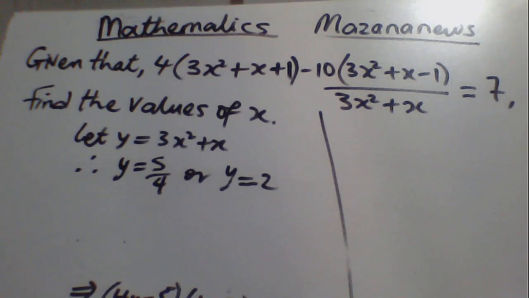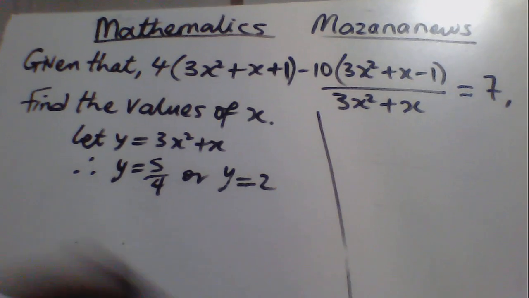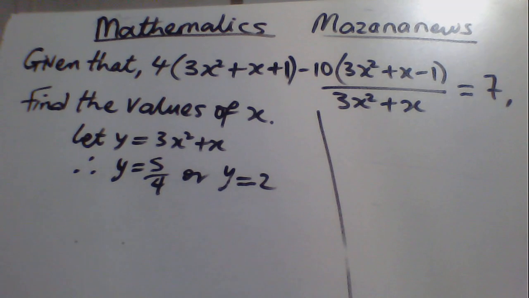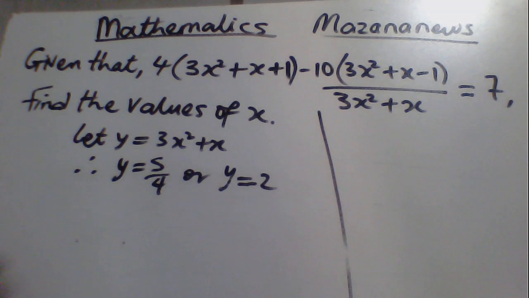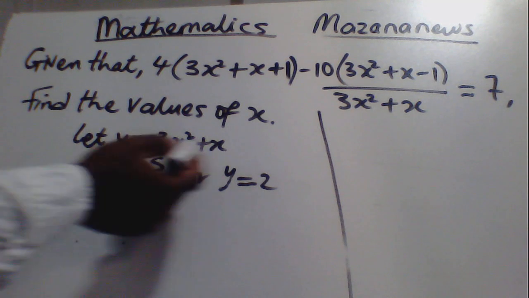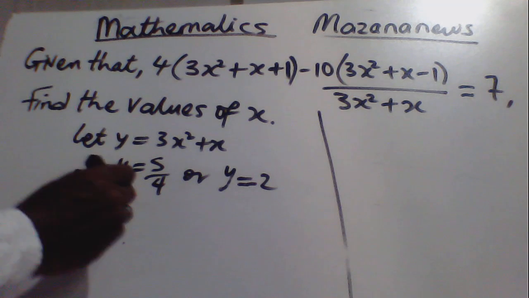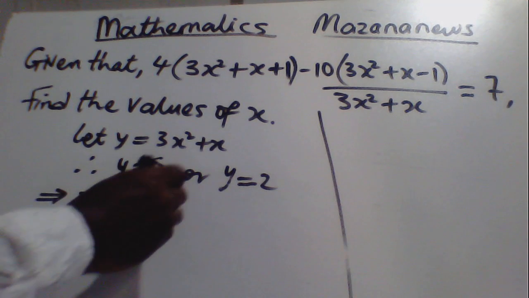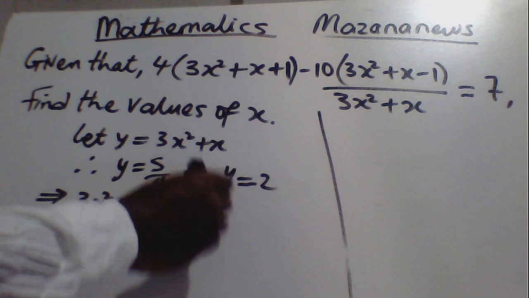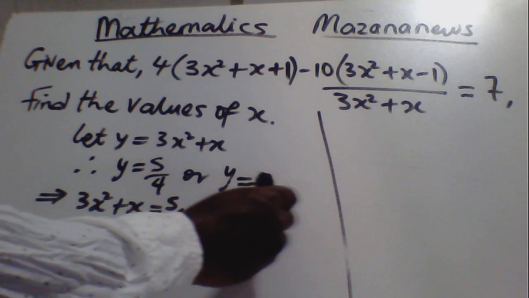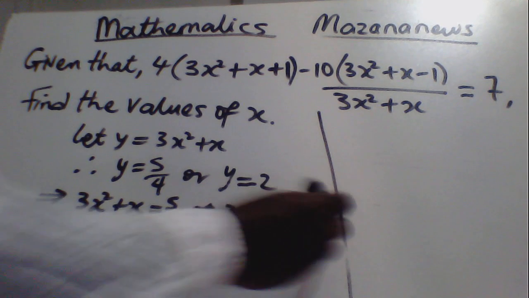So the next thing is to substitute y with the original value, that is y is equal to 3x squared plus x. Wherever you see y, you put this value. This implies that 3x squared plus x is equal to 5 over 4, or 3x squared plus x is equal to 2.